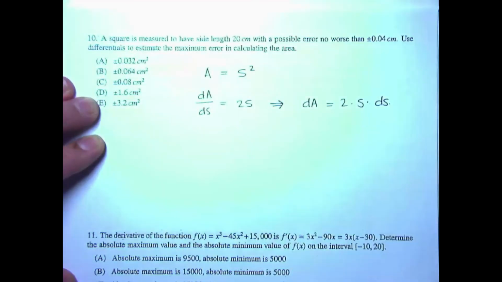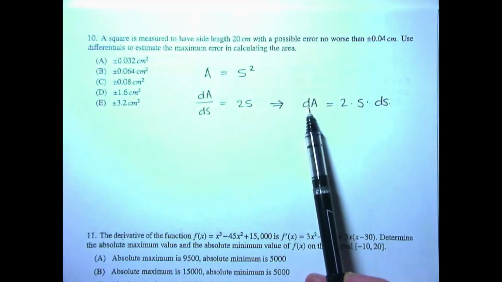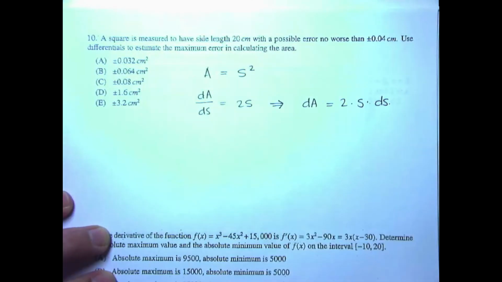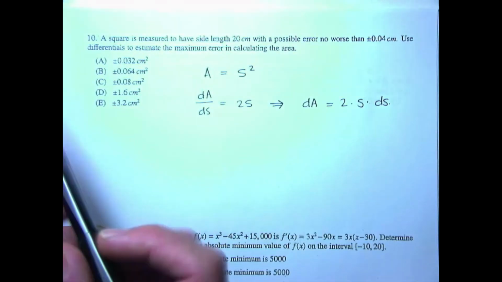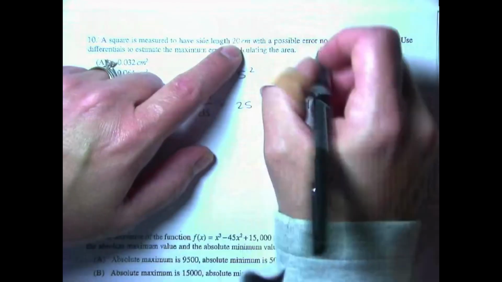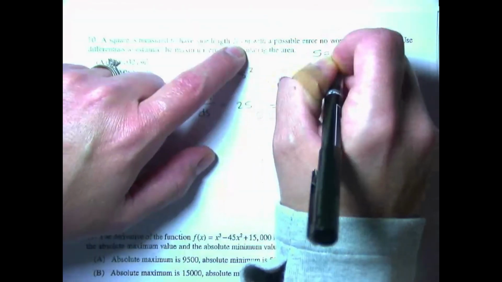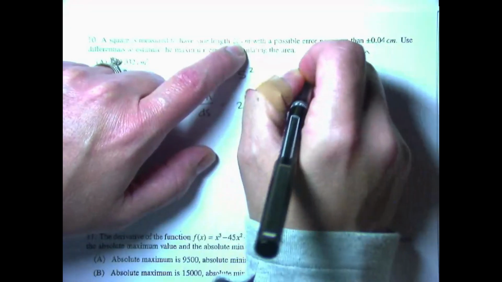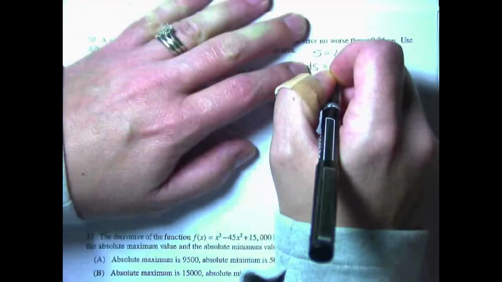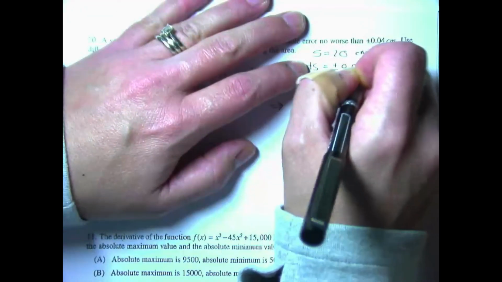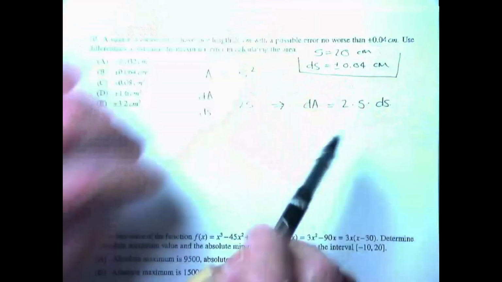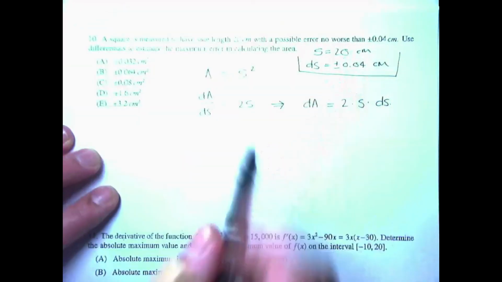Now I'm going to remind you that dA describes the change that occurs in the area. ds describes the change that occurs in the side length s. So what we have here is the original side length s was equal to 20 centimeters, and that possible change, ds, is equal to plus or minus 0.04 centimeters. So this detail is going to be plugged in here.